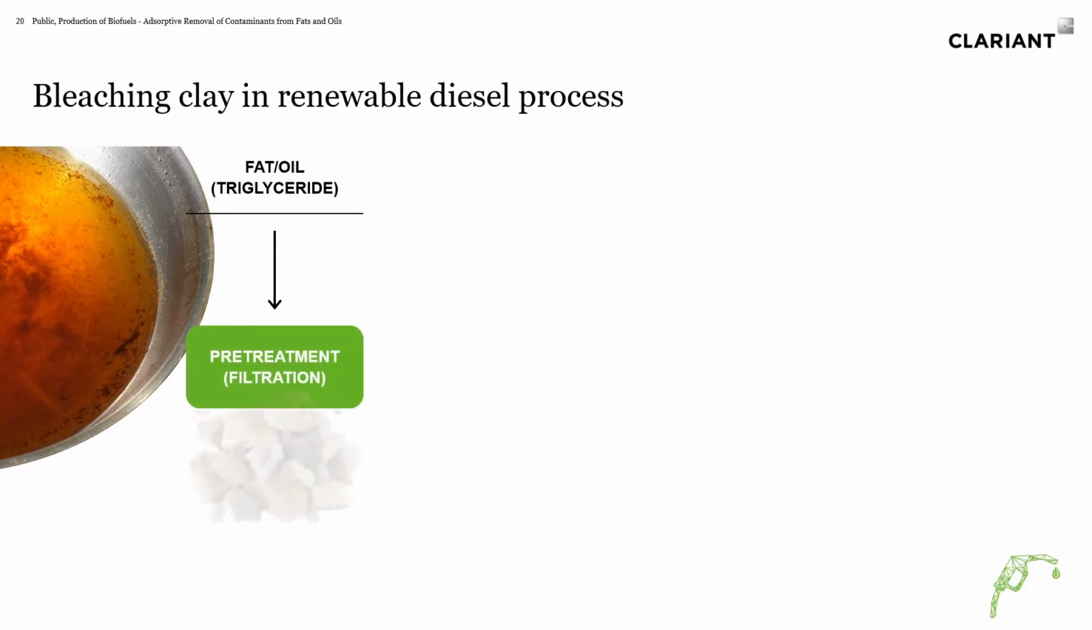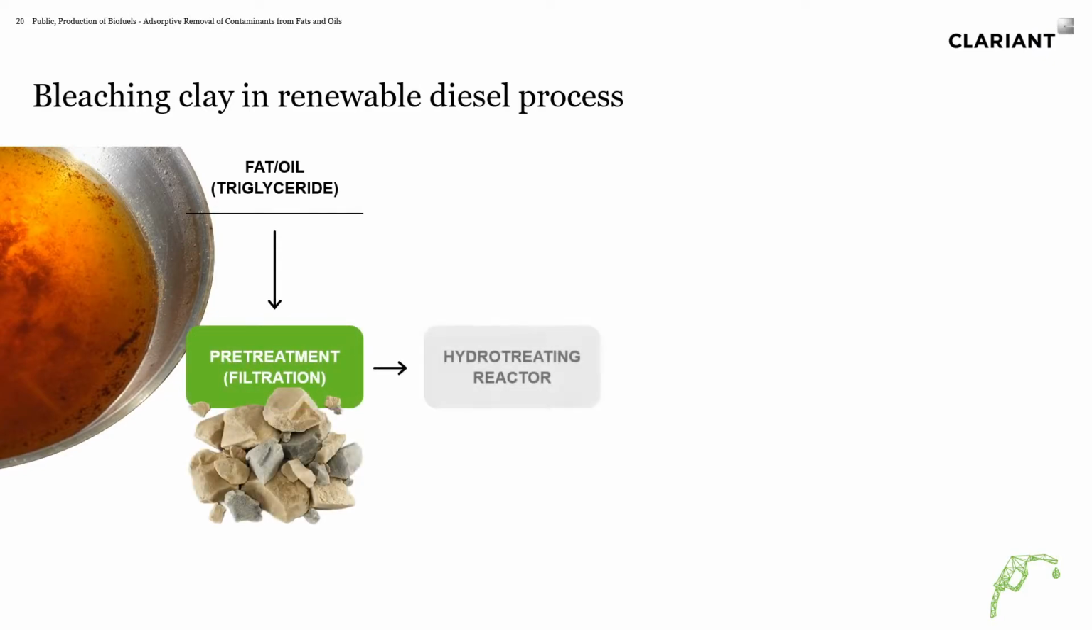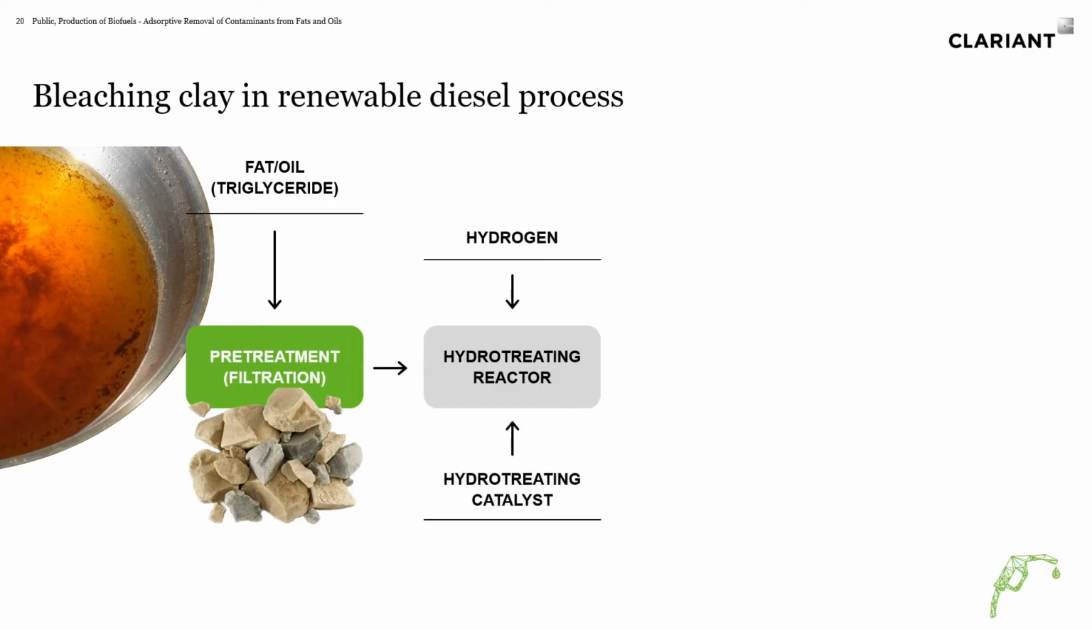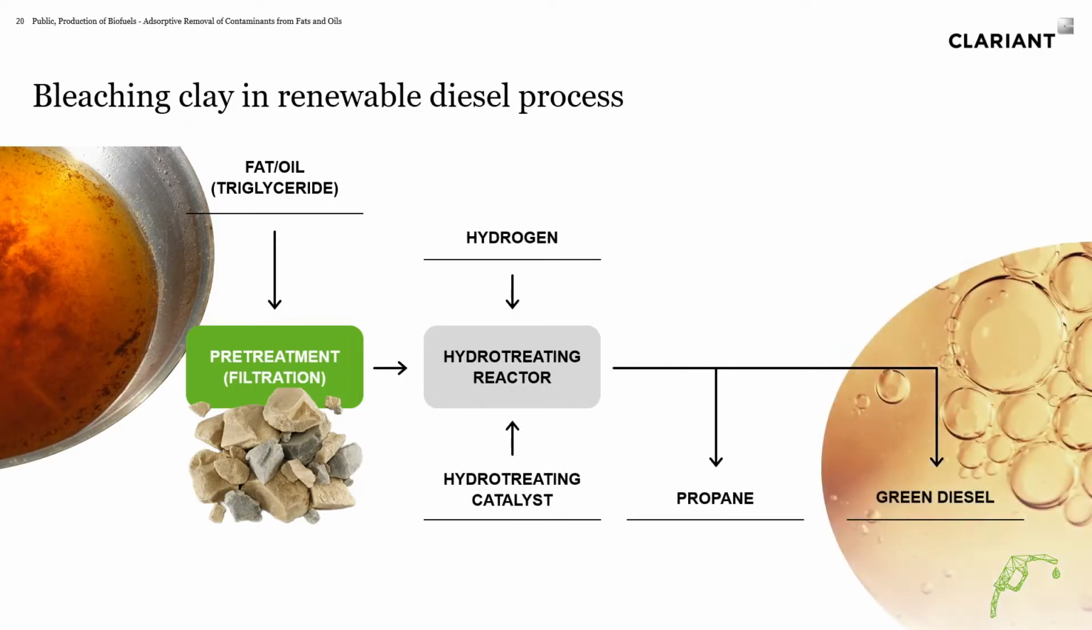So when we're looking at bleaching clay in the renewable diesel process, look at the process here. You start with the fat or oil. You go through the pretreatment process to remove the phosphorus and other metals, because other metals can interfere with the catalyst also, but phosphorus is the most problematic. That then goes through the hydrotreating reactor with the catalyst to produce your renewable diesel, which is sometimes called green diesel, and you have propane as a byproduct, which can be reused in the process.